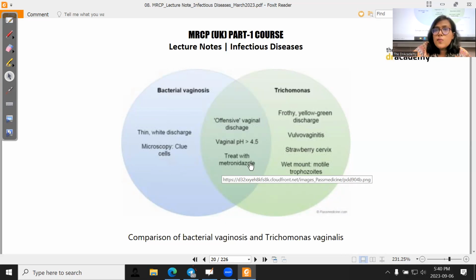For candida, antifungal ointments are more commonly given. For bacterial vaginosis, the discharge is thin, watery, gray, with a fishy odor. In trichomonas, itchiness is more common, with vulvovaginitis. The discharge is usually frothy and yellow-green, with strawberry cervix, and in the wet mount preparation it shows motile trophozoites.